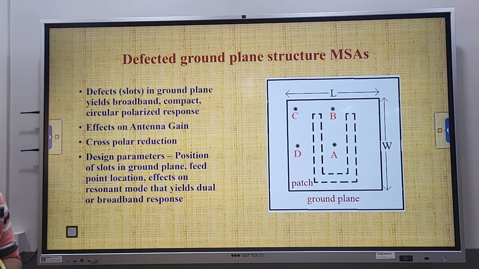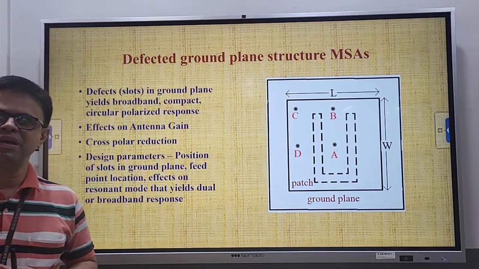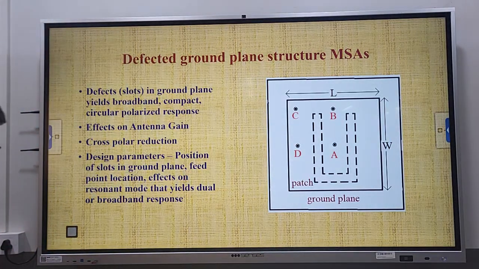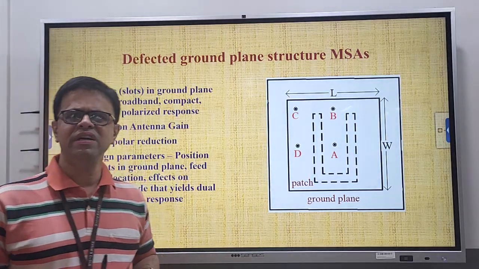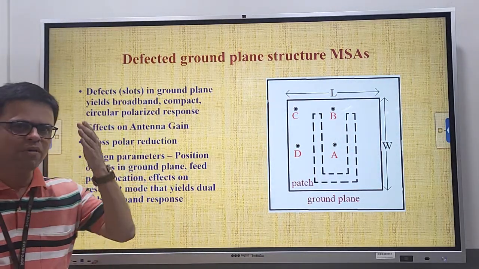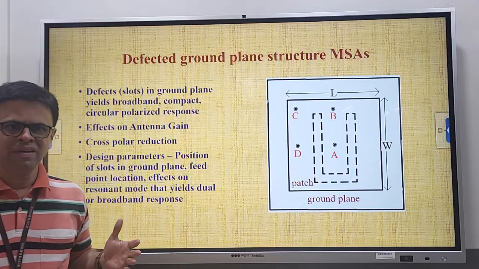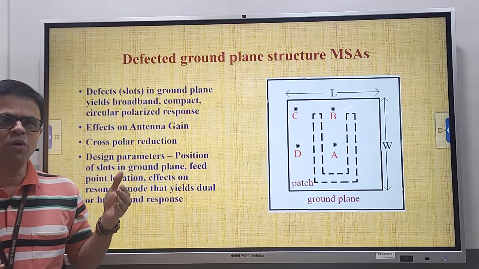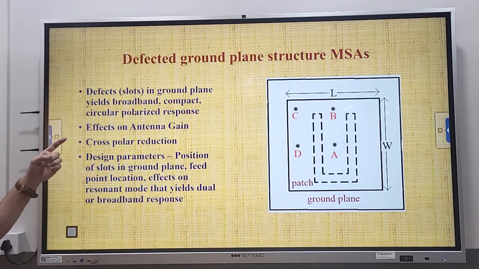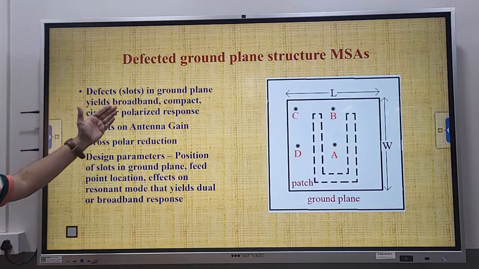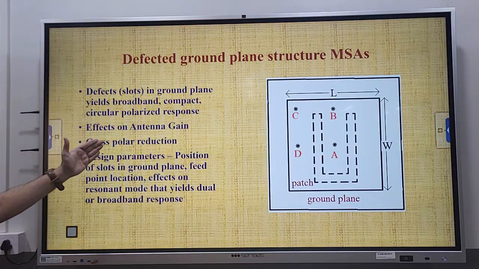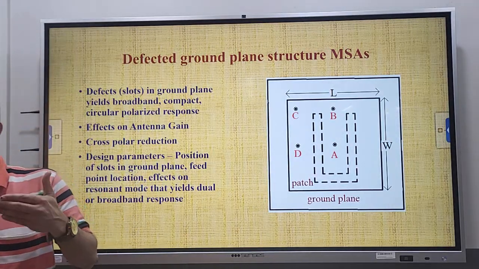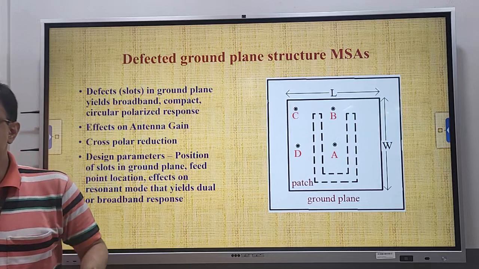So, welcome to the topic of defected ground plane structures microstrip antenna. Now, as the name suggests, defected ground plane structures means what? We are incorporating modifications in the ground plane in the form of slots or shape of the ground plane, and those modifications are aimed at realizing a particular response from the patch. So it can be a compact antenna design, it can be a broadband antenna design, it can be a circular polarized design, or those defected structures can be used to realize enhancement in the antenna gain. So various possibilities are there.